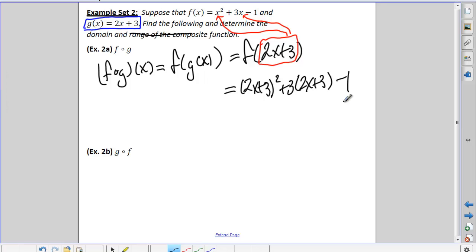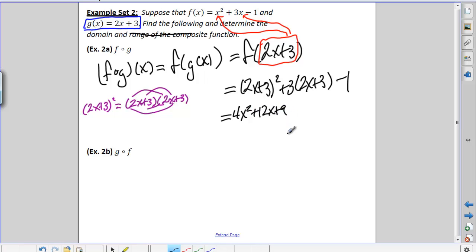And now we need to simplify that down. So if you square a 2x plus 3, that's like doing FOIL, right? So you would FOIL all that out. And just trust me here on the answer. That's going to be a 4x squared plus 12x plus 9.